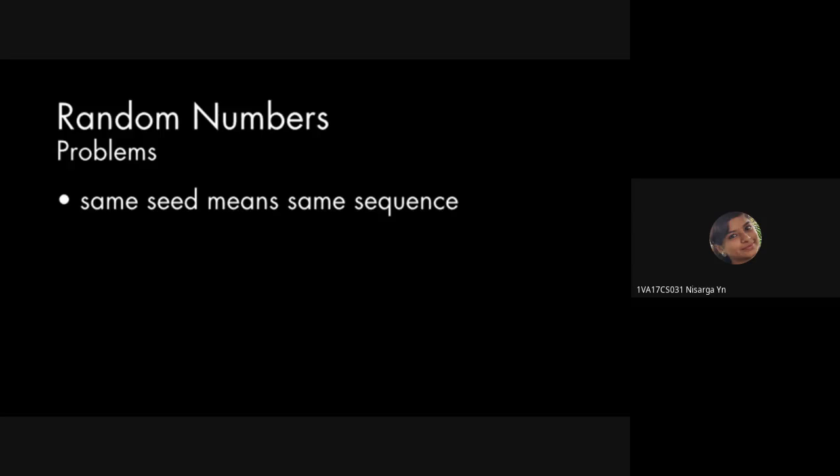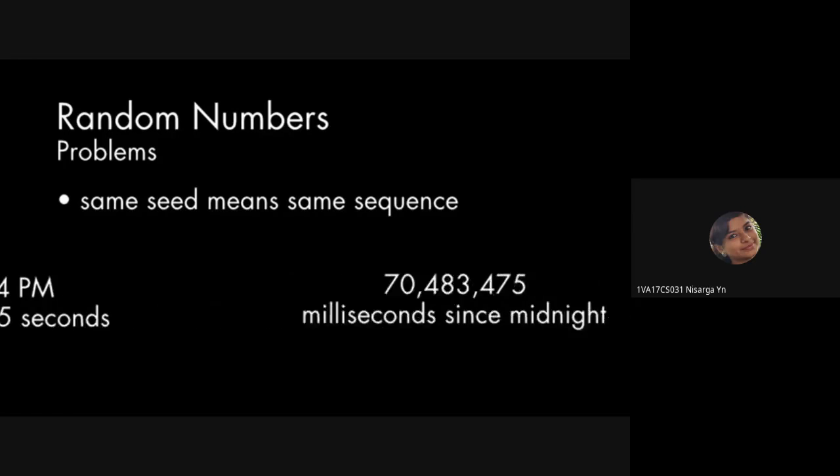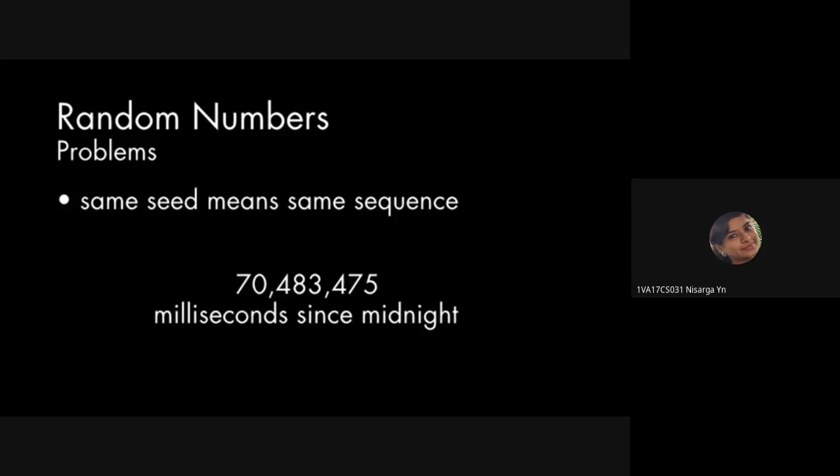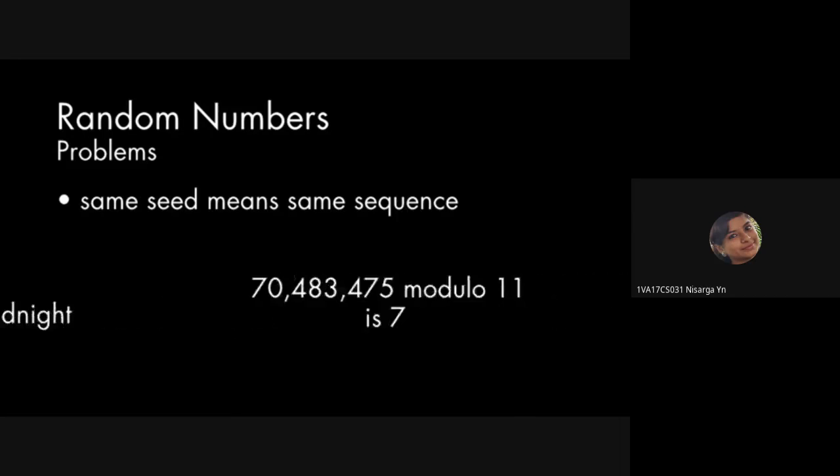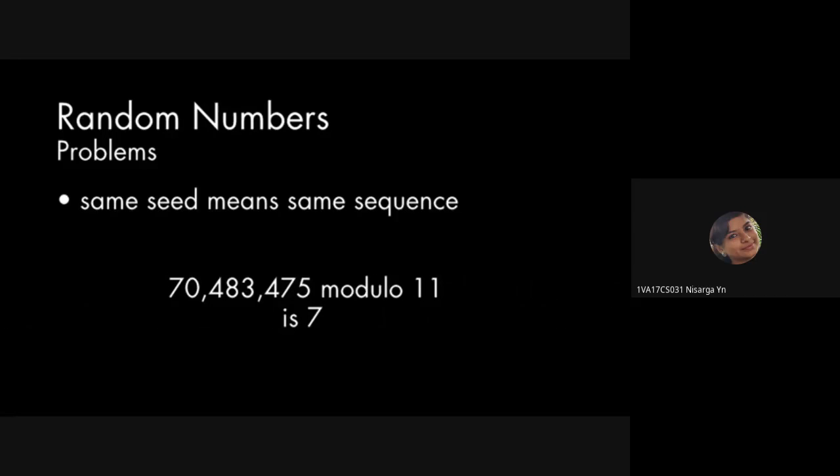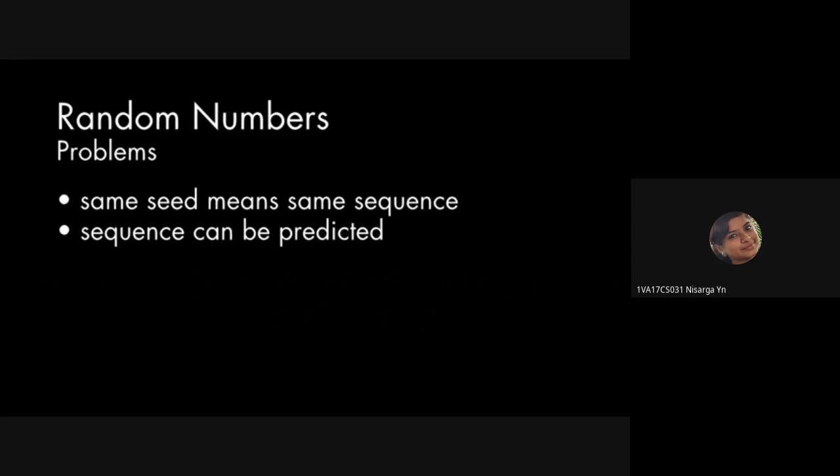But how do we do that? Well, one way is to use the system clock. When it's time to generate that first pseudo-random number, we can take some part of the current time, like the number of milliseconds into the current day, and take the remainder of that by 11 and use that as the seed.